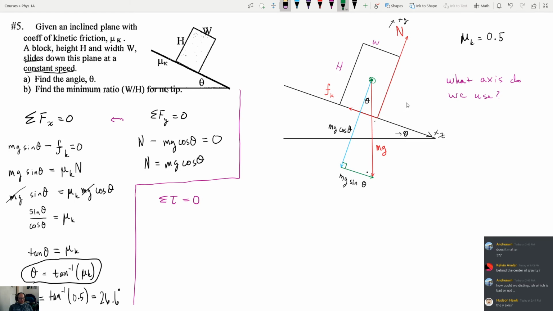What's one that would be... What about this one here? Why wouldn't we choose this one? The bottom corner. What's wrong with that one? Because it's not the center of gravity. That's not the reason why.